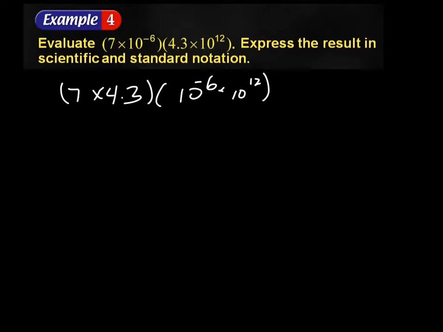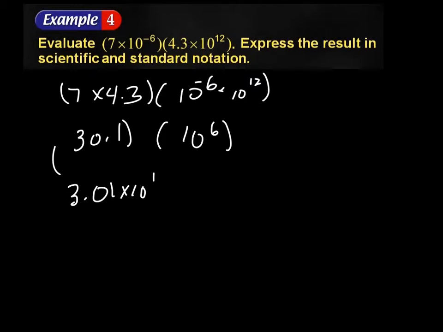7 times 4.3 is 30.1. And power times a power, we add exponents, so it's times 10 to the negative 6 plus 12 is 6. Okay, now 30.1, that's not what we want this to look like. In scientific notation, we should always have one digit in front of the decimal. So I'm going to rewrite that as 3.01 times 10 to the 1, moving my decimal one place to the left. And then we still have times 10 to the 6th. Power times a power, we add exponents, so our final answer is going to be 3.01 times 10 to the 7th.